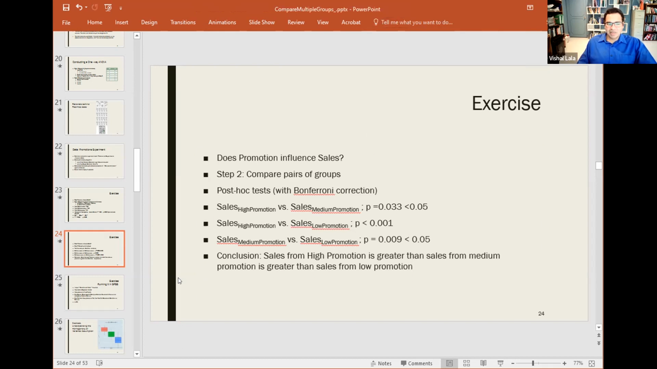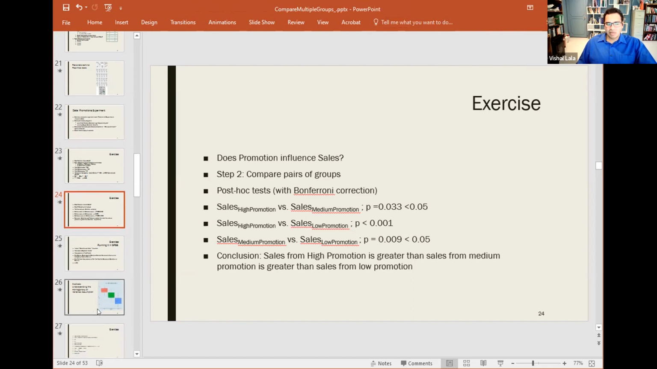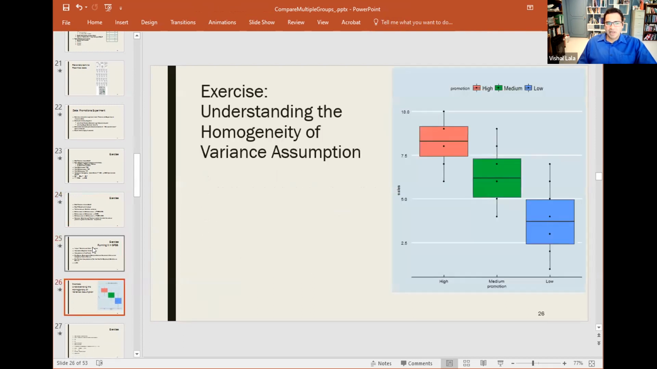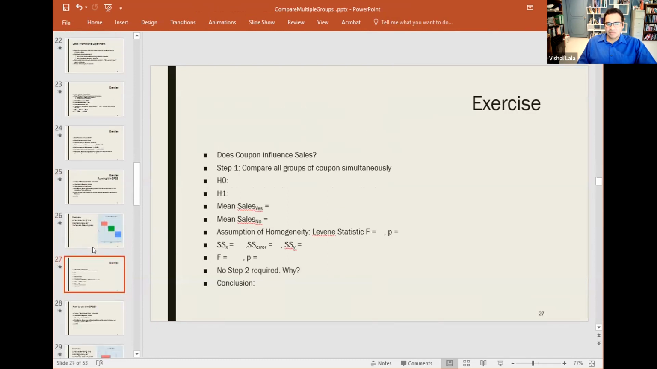Or if you're trying to maximize sales, the recommendation to your boss would be to really ratchet up the level of promotion. Okay, let's blow past this and go on to looking at coupon influence on sales. So does coupon influence sales or not?